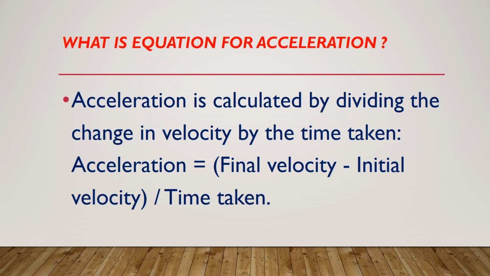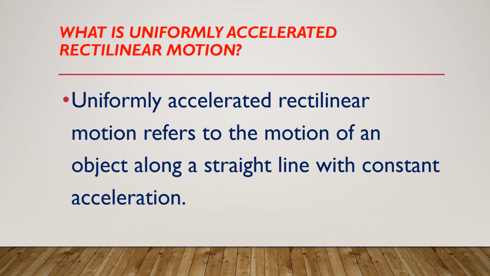What is the equation for acceleration? Acceleration is calculated by dividing the change in velocity by the time taken. Acceleration is equal to final velocity minus initial velocity divided by time taken. What is uniformly accelerated rectilinear motion? Uniformly accelerated rectilinear motion refers to the motion of an object along a straight line with constant acceleration.